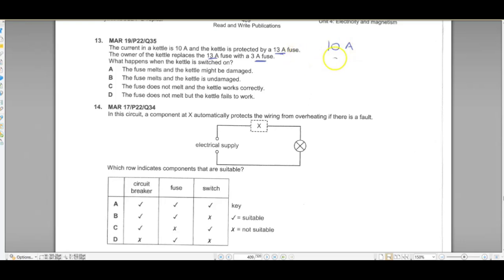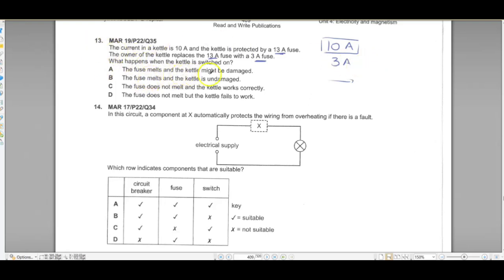If you are going to use a 3 ampere fuse, it won't let current more than 3 amperes pass through. Okay? And so the kettle is not going to work. All the circuit is going to be disconnected and the kettle is not going to get any electricity to work on. Okay? So let's go through the options.